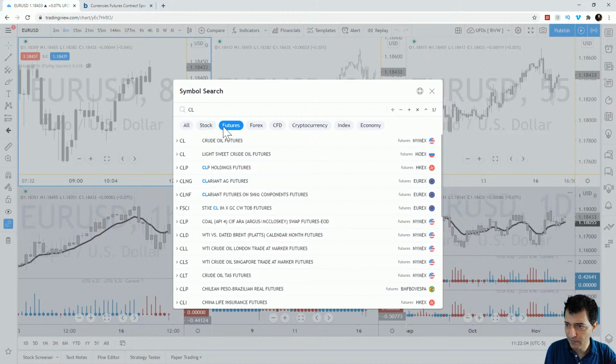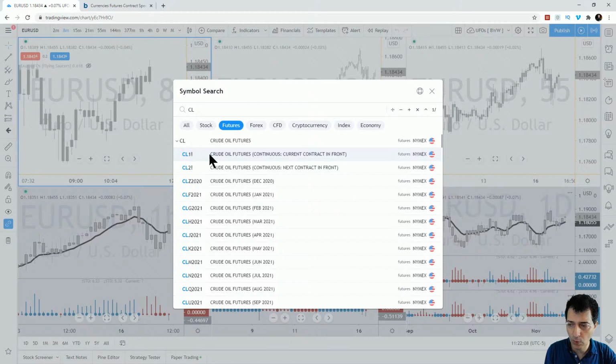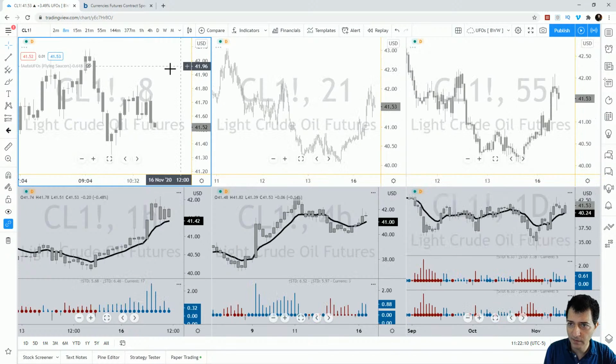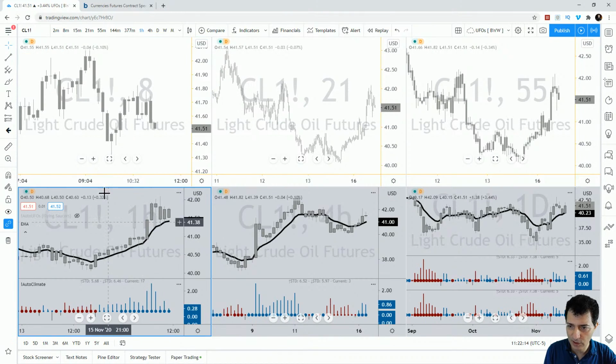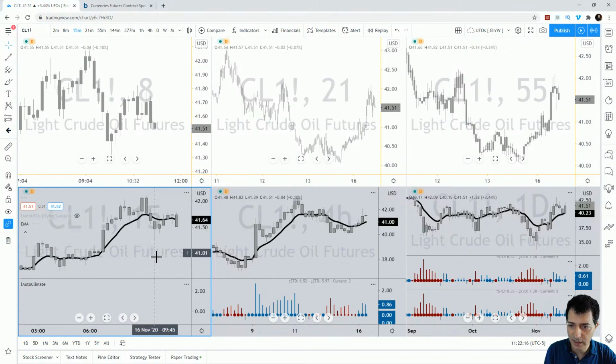okay, so we have futures. We have crude oil, so CL1 exclamation mark. So if I load it, okay, and we are looking, actually I need to change this to a 15-minute time frame, so I'm changing it here below.